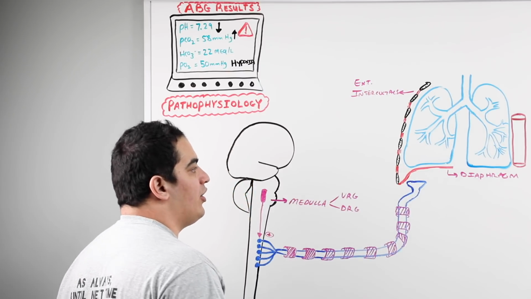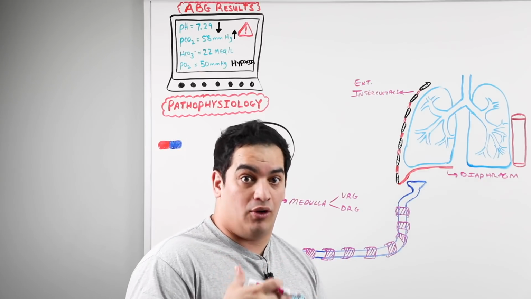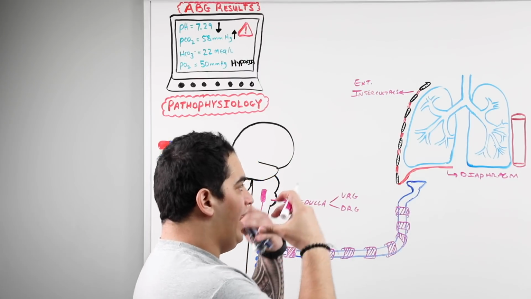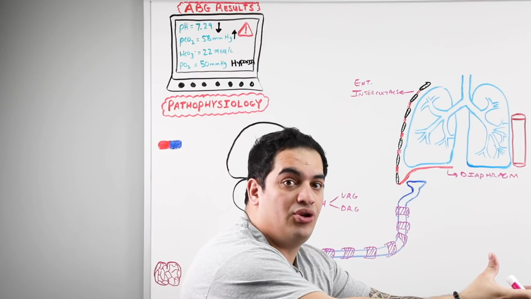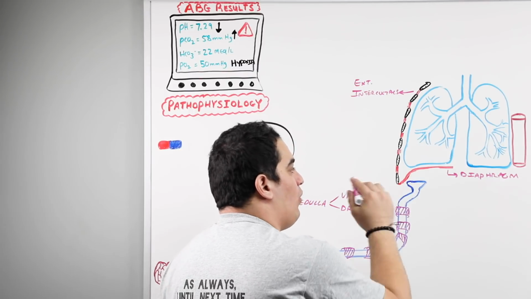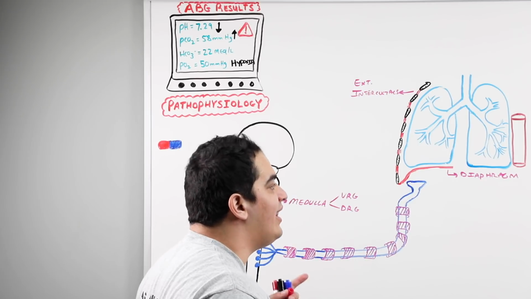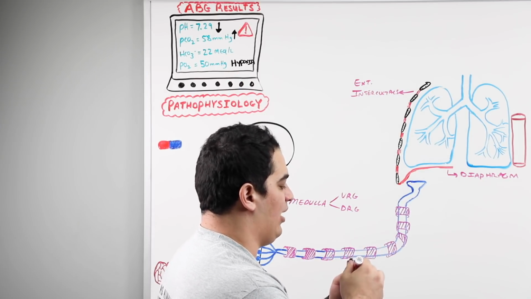They're going to contract and they're going to play a big, big role in our depth of breathing and also the rate of breathing. When these muscles contract, they help you to take air in, bringing oxygen in and blowing CO2 out. In a respiratory acidosis problem, what is really the issue? It's that CO2 in the blood is increasing. And why is that a problem?